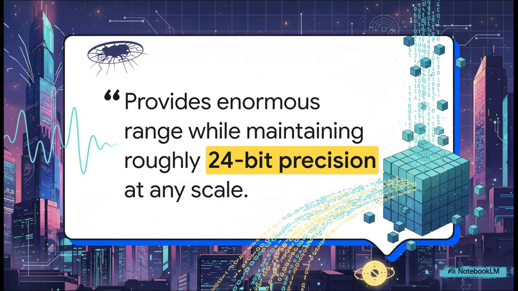So if we really want to be accurate, we've got to retire the infinite headroom myth once and for all. The truest way to describe this technology is that it provides an enormous amplitude range while maintaining a strict 24-bit level of precision at any given scale. It's just postponing clipping by replacing a fixed ceiling with a cleverly moving decimal point.